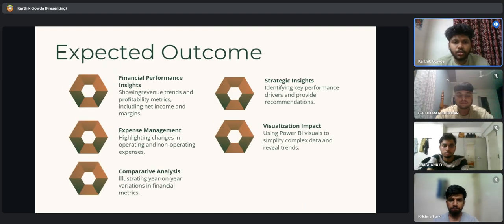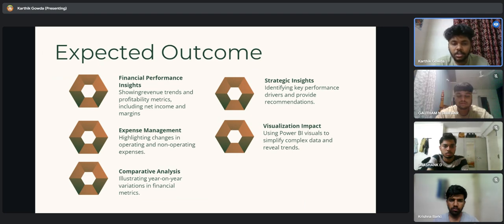So the final expected outputs are these: financial performance insight, like how the company is performing financially, what the trend of the company is, and what the net income and margins are. Everything will come under this.